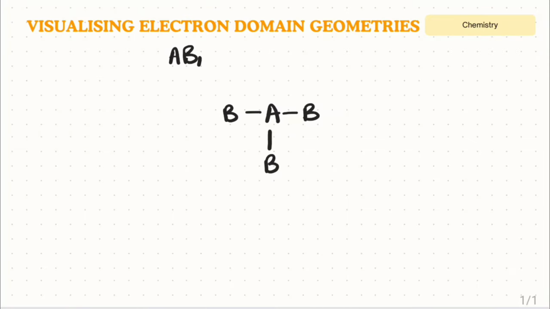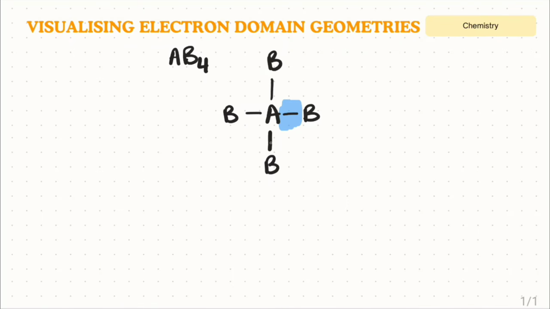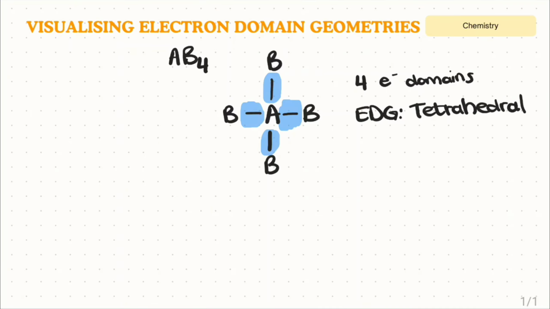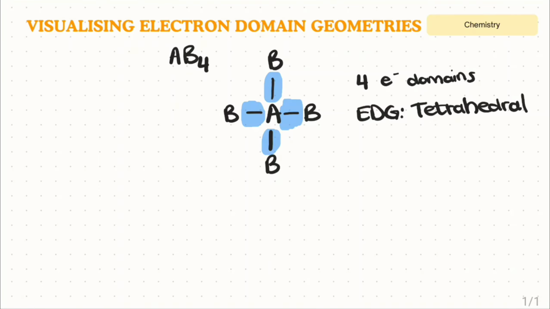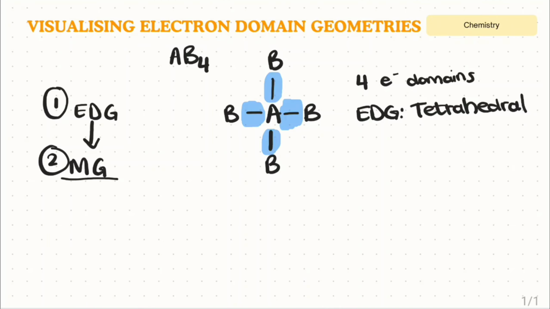Let's say we have AB4. Now we have another bond. That's 1, that's 2, that's 3, that's 4. 4 electron domains. Our electron domain geometry is tetrahedral. It doesn't necessarily mean our molecular shape is tetrahedral. Again, we have our electron domain geometry, and in that we have our molecular geometry. So we first have to identify our electron domain geometry, and then we're able to get our molecular geometry.